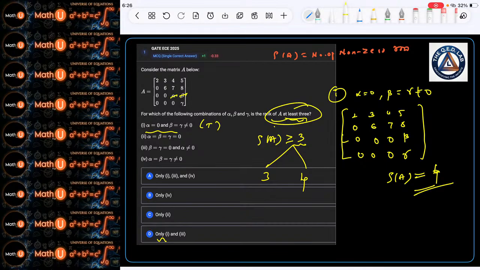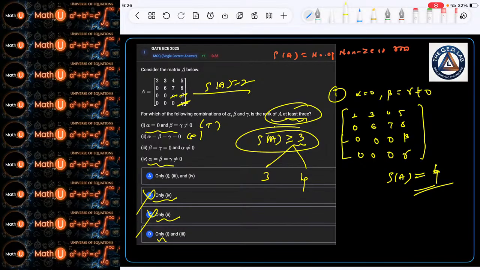If alpha, beta, gamma are 0, we get rank of A equal to 2, which does not satisfy this condition. Then we can eliminate this second one, false. If you observe the options, here only 4 is given, eliminate. Only 2 is given, eliminate. What about the third one? If you consider alpha, gamma equal to 0, both of these become 0, and this is non-zero. In this case also we get 3. Then it is also a true statement.